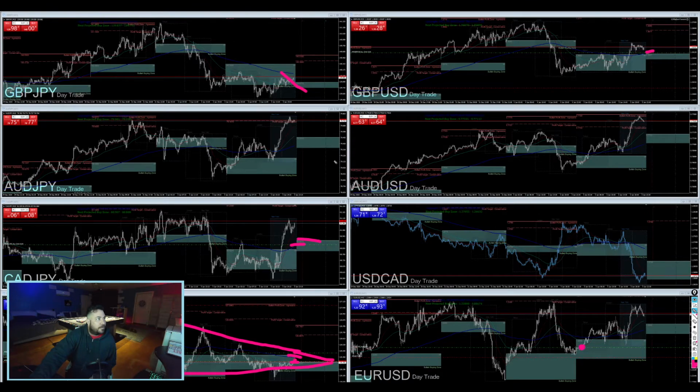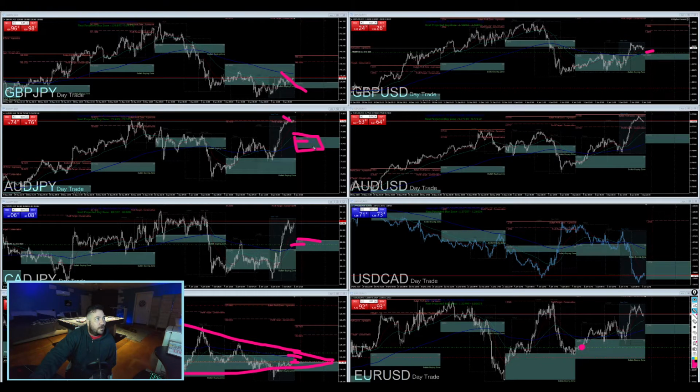I'm jumping all over the place right now, aren't I? I have an upwards box right here. We did hit the daily take profit zone, so I'll be taking a buy right in this zone. And same thing over here with the Aussie dollar. We have a beautiful box that's heading up right now, and we hit the daily take profit zone, so I will be taking the trade right inside there.